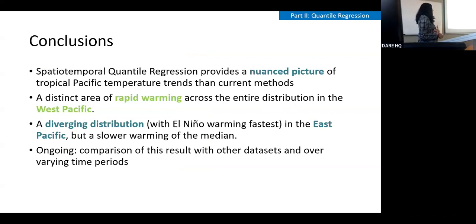So to summarize, this gives us a more nuanced picture of the changes under climate change in the tropical Pacific than what we've been able to get so far. We have a distinct area of rapid warming in the West Pacific and a diverging distribution in the East Pacific. And this has implications for the difference between how the average background state is responding versus how specific El Nino events are responding. We're also in the process of validating this and comparing it with other data sets. So watch this space.